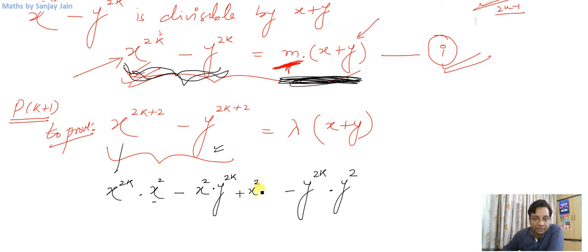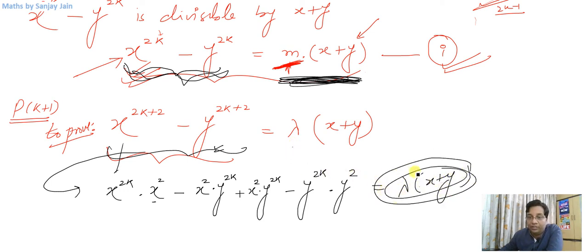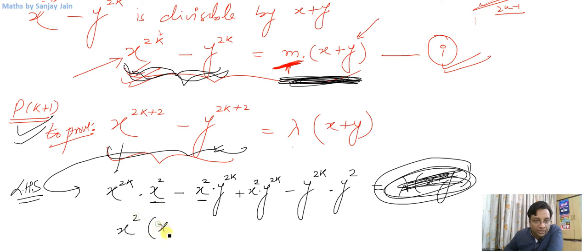So I have subtracted it, so I'll have to add the same thing. Now this is a manipulation that I'm trying for the first time. Every time I may try something different, but this is what I'm trying right now. Let me see whether it works or not. So this is the left hand side here, which I have to prove to be equal to lambda into x plus y. So let us start with the left hand side of P of k plus 1 here. So let's do the basic thing that we wanted to do. Let's take x square outside. I'll have x raised to power 2k minus y raised to power 2k here.